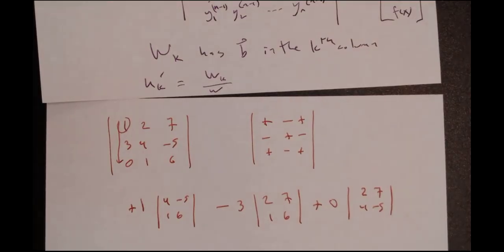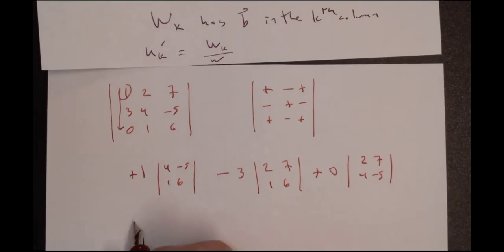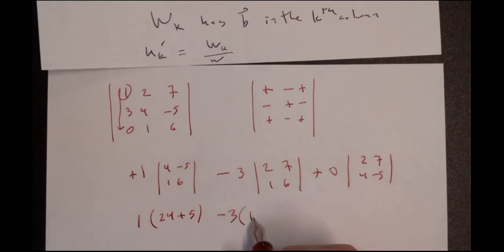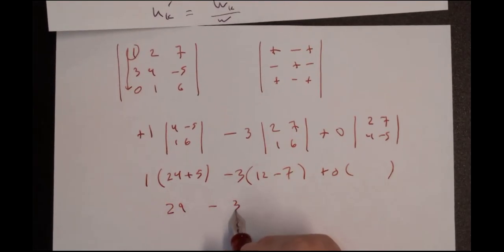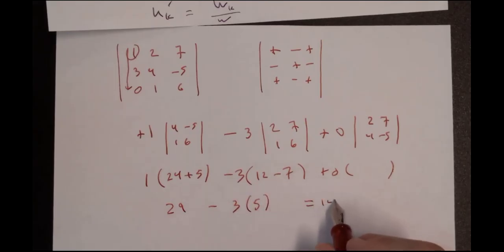So with a little bit of construction, let's see, we get 1 times 24 minus -5 minus 3 times 12 minus 7 plus 0 times whatever, I don't care because it's times 0. So this is 29 minus 3 times 12 minus 7 is 5. 29 minus 15 is 14.